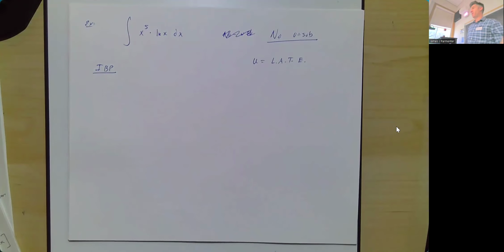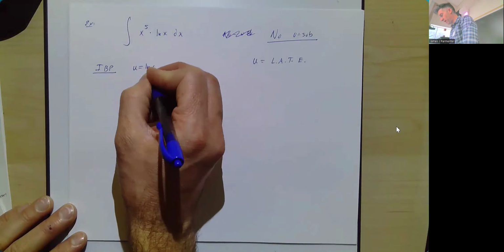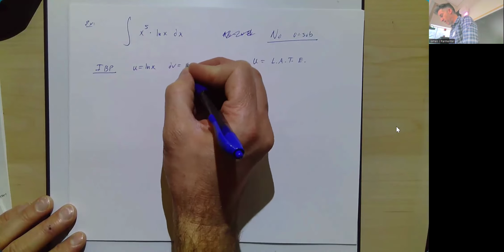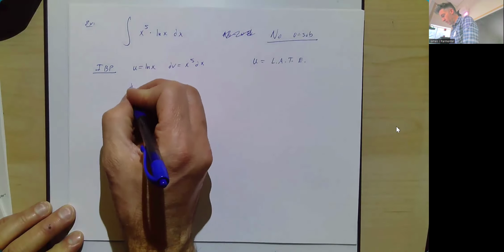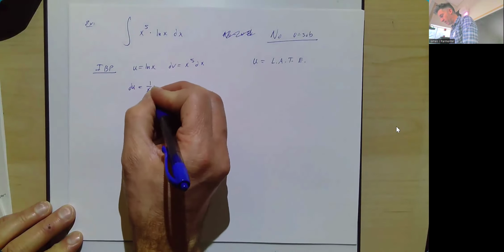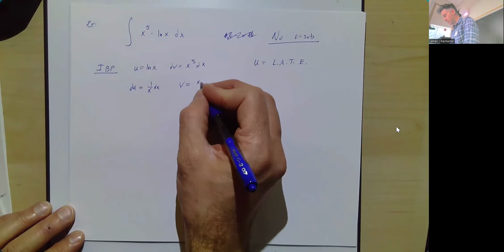On the other hand, if we were to make the terrible choice of letting dv equal the natural log of x, we don't even know what the antiderivative of the natural log of x is. In fact, that's what we're going to do next. After we do all this, we're going to find it using integration by parts. But we're not there yet. We're going to let u equal the natural log of x. dv has to be everything left over, so x to the fifth times dx. Our du, the derivative of the natural log of x, is 1 over x times dx, and our v, the antiderivative of x to the fifth, is x to the sixth over 6.